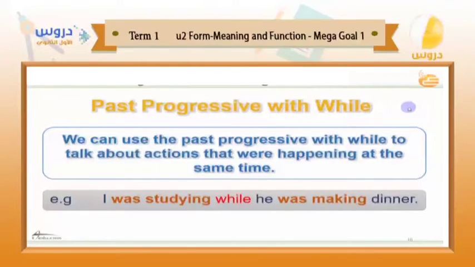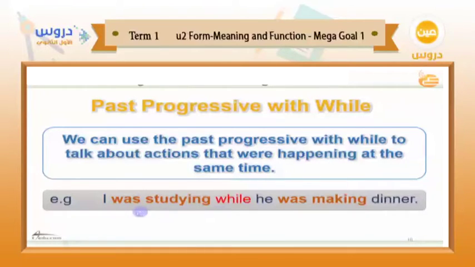Now we come to the past progressive with the word while. We can use the past progressive with while to talk about actions that were happening at the same time. What do you mean by that? Here we go with the example.